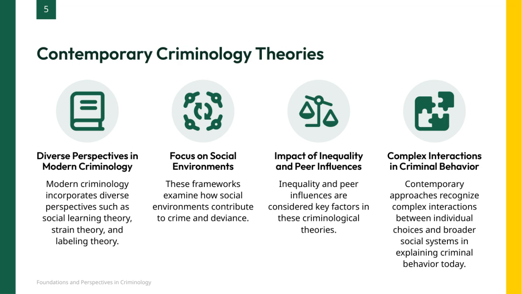All these theories share an emphasis on social environments. They investigate how communities, family dynamics, and societal conditions can contribute to why people engage in crime or deviant behavior in the first place. Importantly, many of these perspectives highlight the role of inequality and peer influences. Factors like economic hardship or the desire to fit in with a certain group can significantly increase the likelihood of criminal activity.